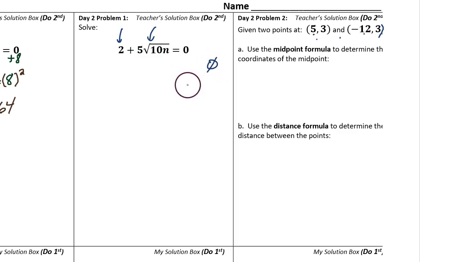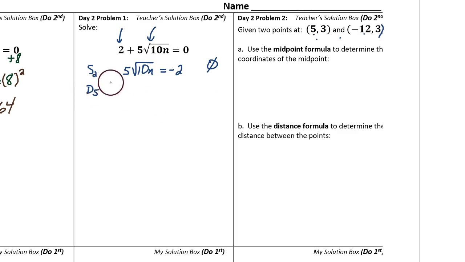Now let's say that you don't put that level of thought into it and you just start doing algebra steps. Then the first thing you would do is subtract 2 from both sides, making 5 square root of 10n is equal to negative 2. Maybe at this point you notice that there is no way that this left side can turn out to be negative, and you would say empty set. But let's say you don't notice that.